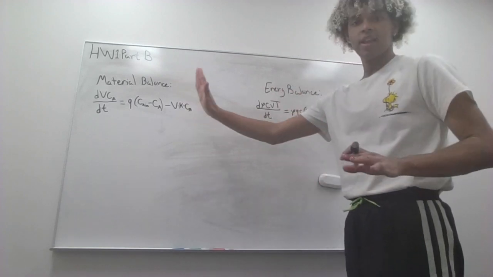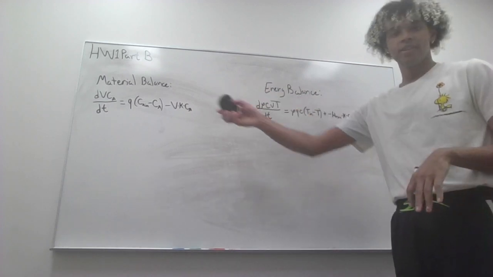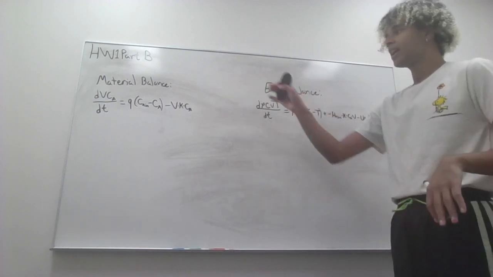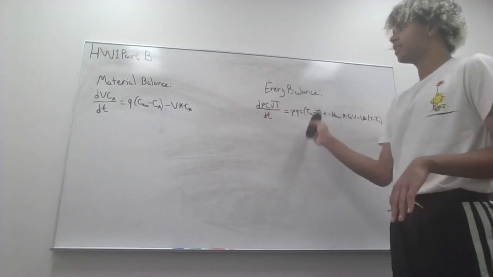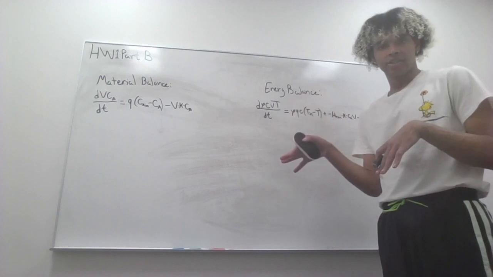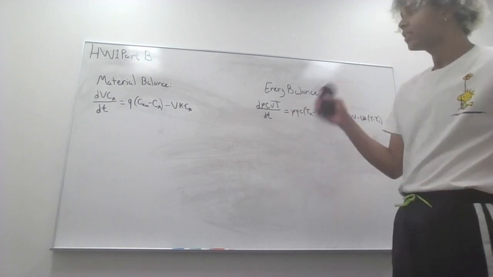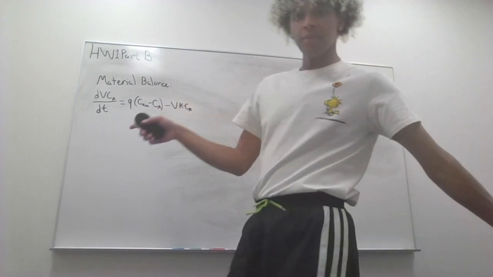I already went and wrote the starting ones up here. These two equations that I have here, this is the material balance and this is the energy balance for a continuously stirred tank reactor, or a CSTR, that is not at steady state. So, we're first going to do the material balance.